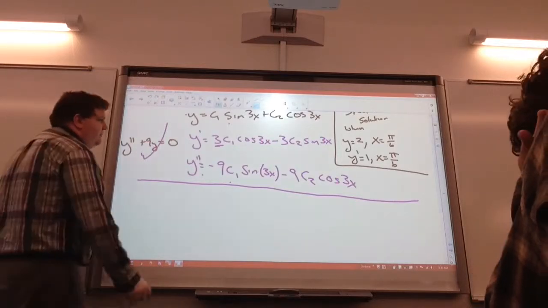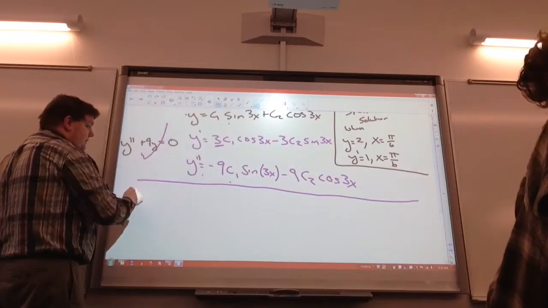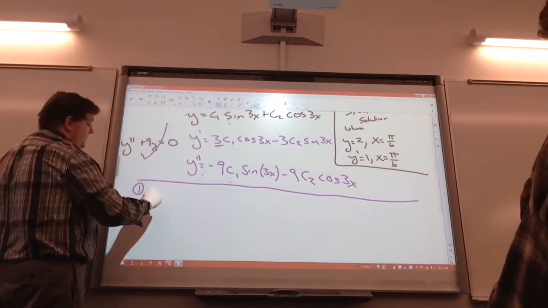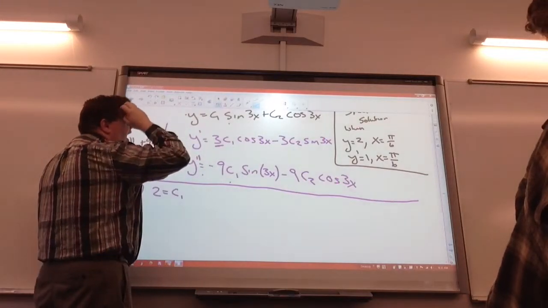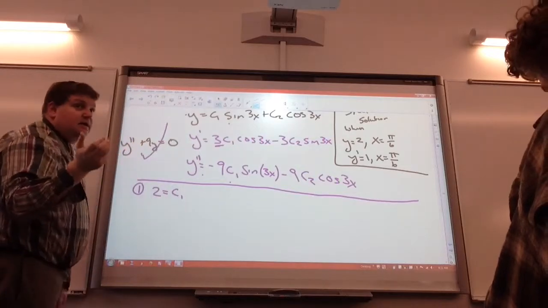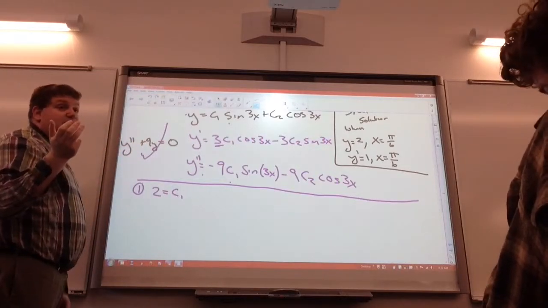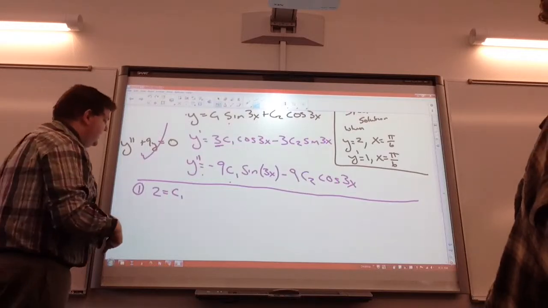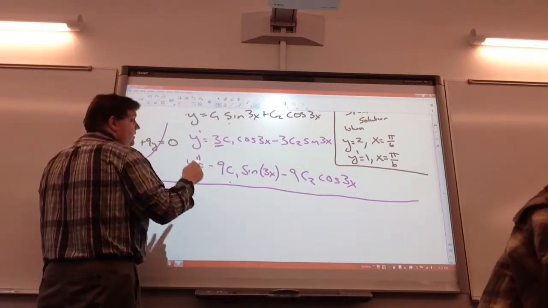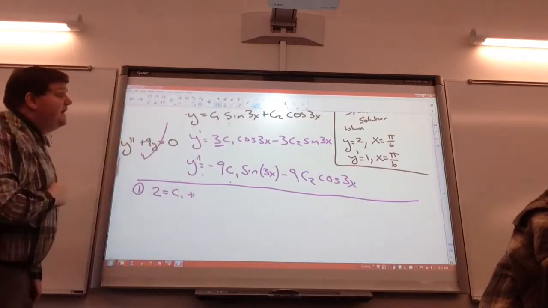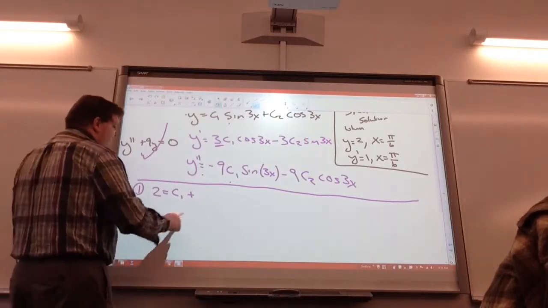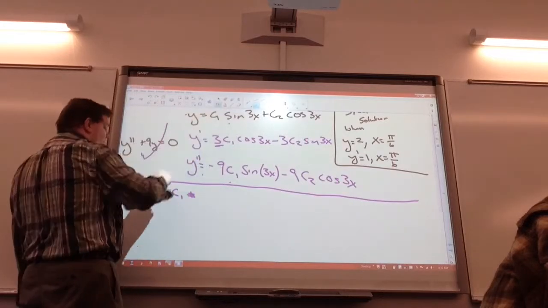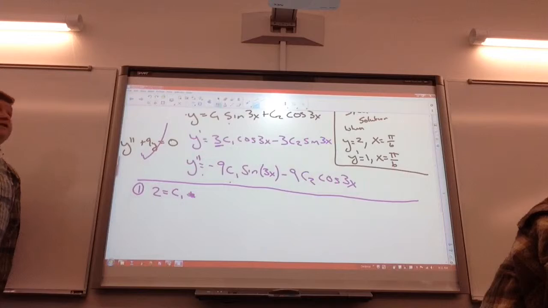We're told in the beginning that when y is equal to 2, x is equal to pi over 6. So our first one is going to be 2 equals c1 times the sine of 3 pi over 6, which is pi over 2. What's the sine of pi over 2? 1. Okay, so we get c1 plus c2 cosine of 3 pi over 6, which is pi over 2. What's the cosine of pi over 2? 0. So that side actually goes away. So from that we directly solve that c1 is equal to 2.